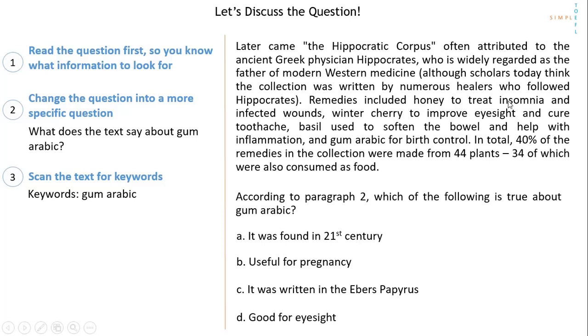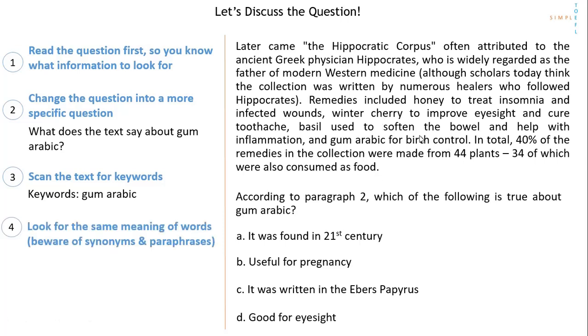Remedies included honey to treat insomnia and infected wounds, winter cherry to improve eyesight and cure toothache, basil used to soften the bowel and help with inflammation, and gum arabic for birth control. So it is likely to be the answer. Remember, look for the same meaning of words. Beware of synonyms and paraphrases. So, birth control, was it found in the 21st century? No. Useful for pregnancy? Yes. Useful for pregnancy has the same meaning as birth control. So the answer is B.